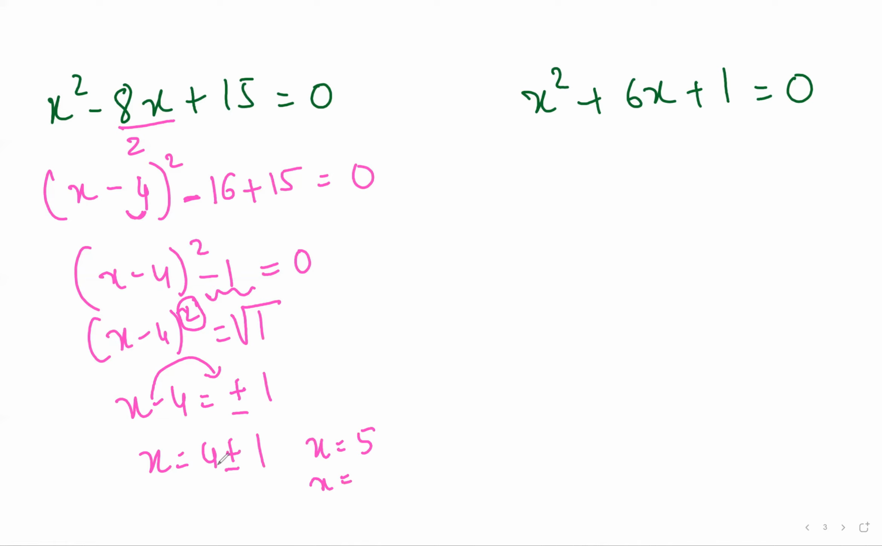x is equal to 4 plus 1 is 5, and 4 minus 1 is 3. So x is equal to 3. So your answer can be either x is equal to 5 or x is equal to 3. Are you with me, kiddos?